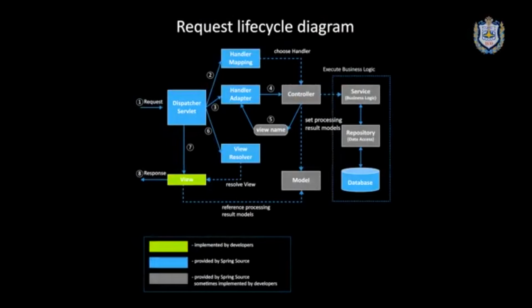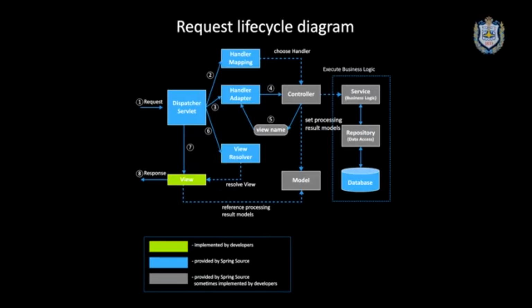Let's take a look at the request lifecycle diagram. First, the dispatcher servlet receives a request, then it looks at its settings to understand which controller to use, the handler mapping. After receiving the name of the controller, the request is sent to it. In the controller, the request is processed and the model and view is sent back. The model is the data itself, the view is how to display this data.